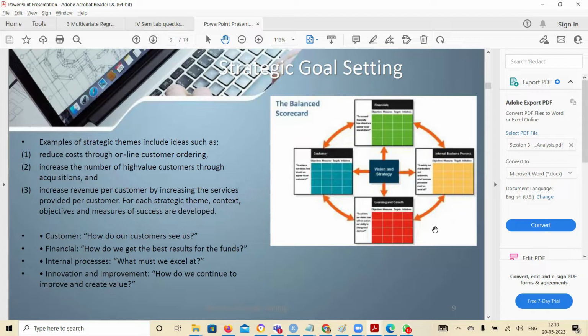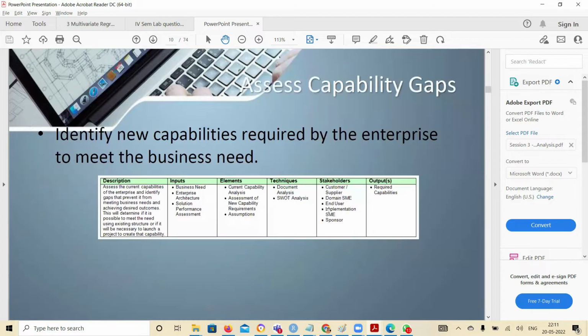And here, as I said, we talk about four aspects: customer, finance, internal process or employees, and innovation and improvement. Okay, the second step we were talking about was called identifying the capability gaps. What we want to achieve and where we are currently, that's the gap, right? And we need to fulfill that gap. Whatever we do, we are trying to make up the gap, right?